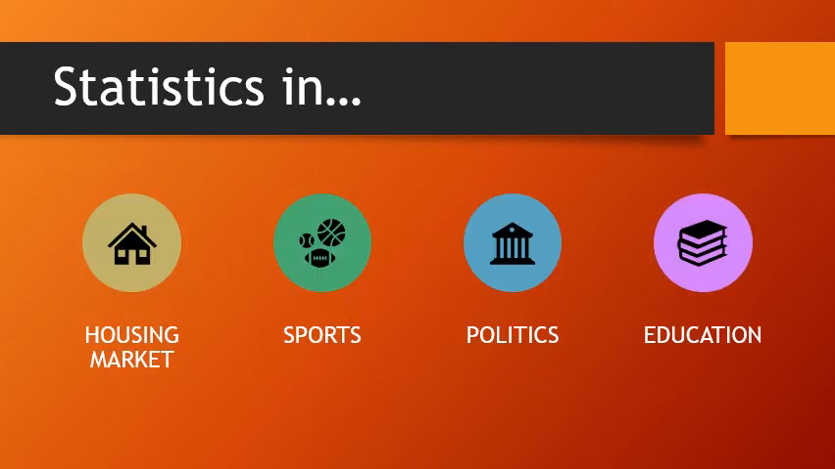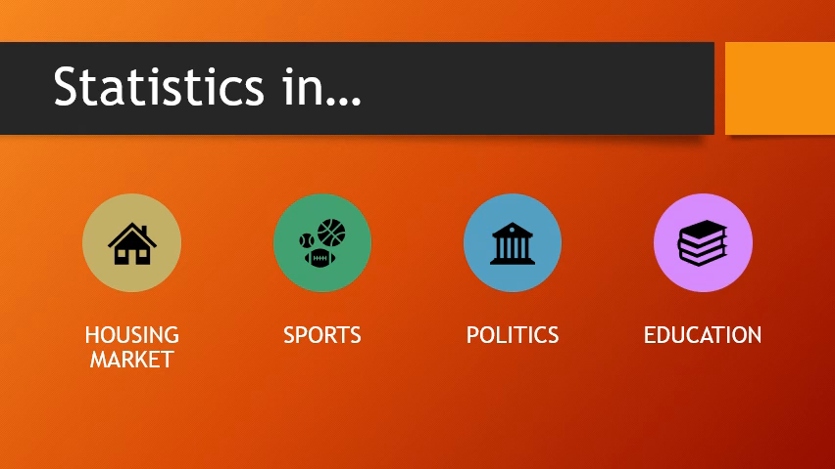Let's look at statistics in the housing market. For example, you might look at the average price of a house in a neighborhood to make sure you're not going to pay too much. You might look at crime rates. You might look at school information. Will your children have a good school to go to if you move into this neighborhood?